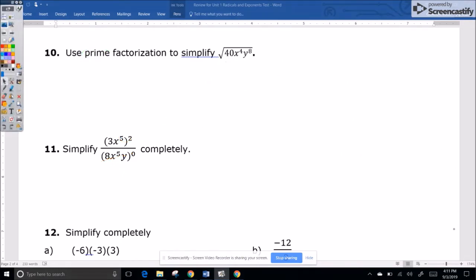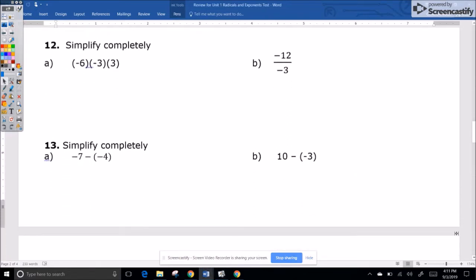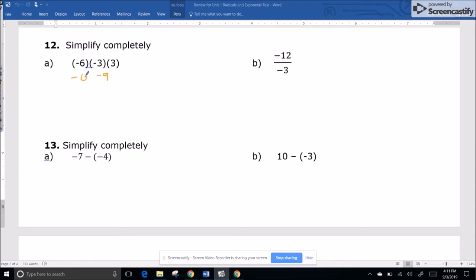Okay, integer operations. -6 times -3 times +3. We all remember that multiplication can go in any order. So just to make this easier on my brain, I'm going to multiply the 3's first. So -3 times +3 is -9. And if I multiply -6 times -9, that's a +54.